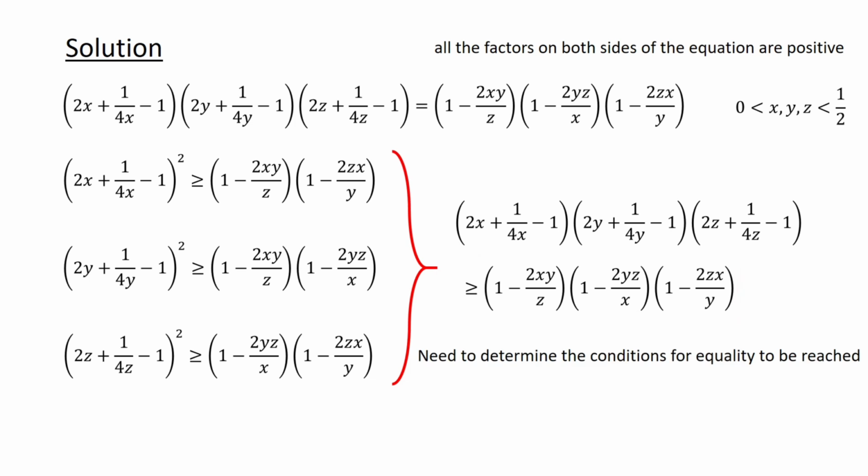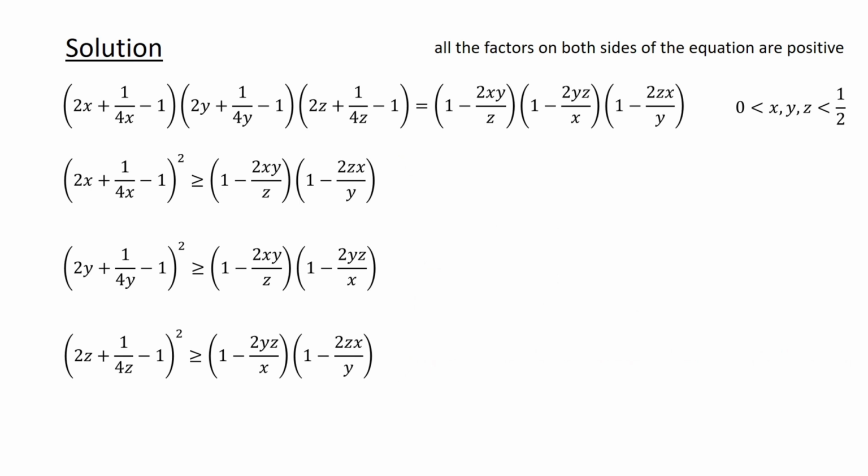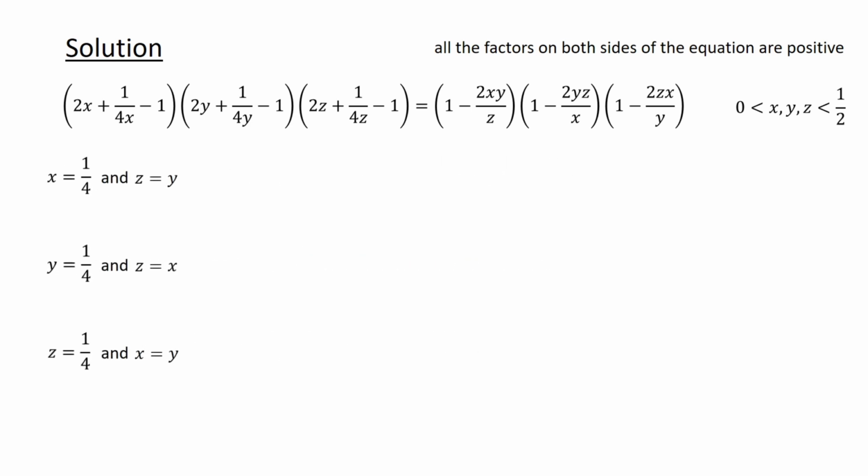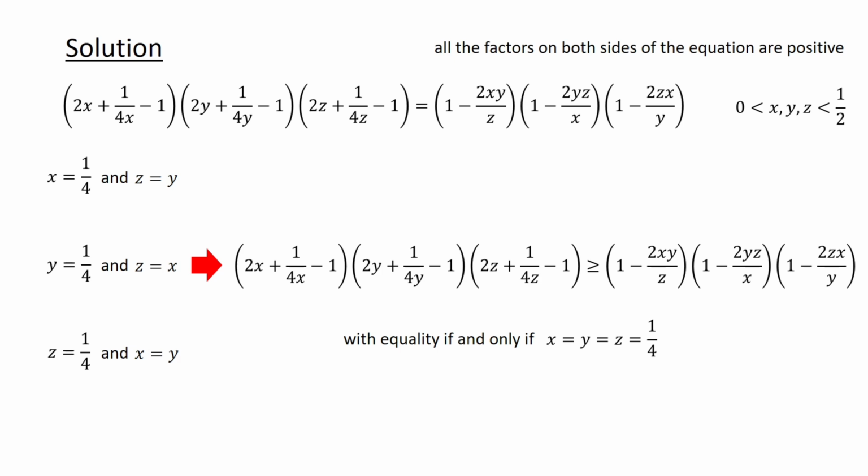Next, we need to determine the conditions for equality to be reached. To do that, we turn back to our three inequalities. The first equality holds if and only if x equals 1 over 4 and z equals y. The second equality holds if and only if y equals 1 over 4 and z equals x. And the last equality holds if and only if z equals 1 over 4 and x equals y. From this, it follows that equality holds if and only if x equals y equals z equals 1 over 4. Therefore, the solution to our original equation is x equals 1 over 4, y equals 1 over 4, and z equals 1 over 4.